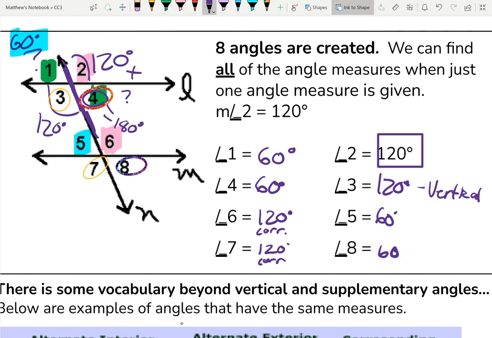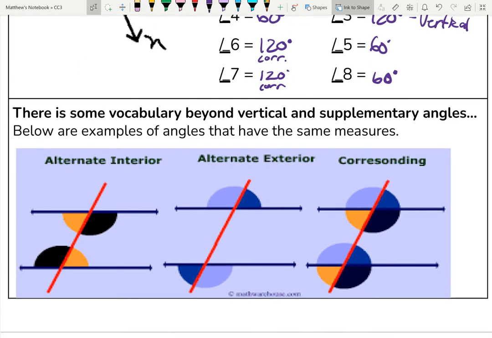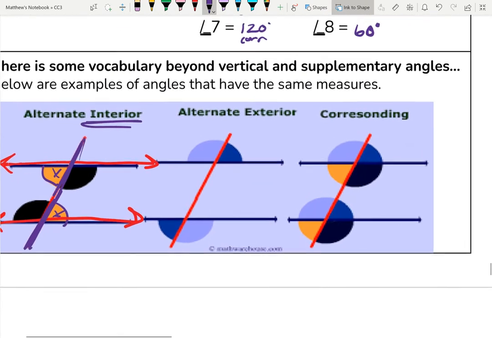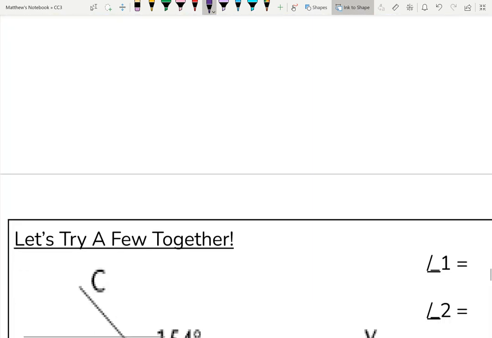Now, we could also call them a few different names, and we'll get into the names right here. Alternate interior is what we're going to call angles that are opposite of each other, like x and x here. And that's because they're on the inside, the interior of the two lines going across, and then they are on opposite sides of that line in the middle. So alternate interior, those angles are the same. Corresponding, we just talked about those. Those are the ones in the same relative position. They're going to have congruent measures.